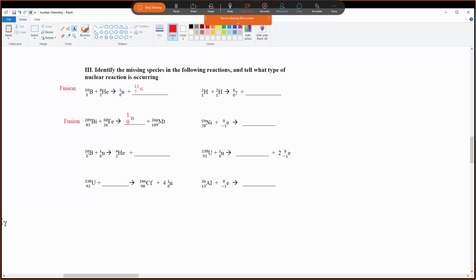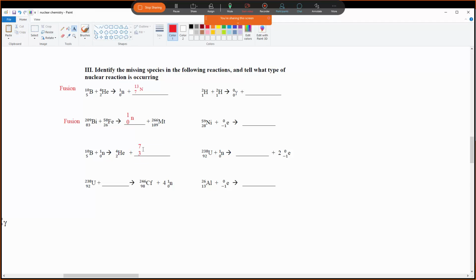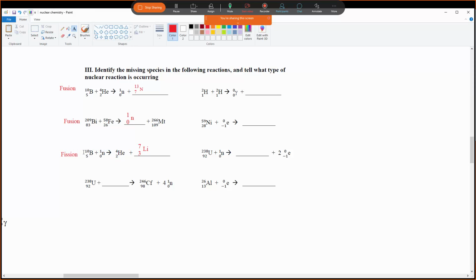Okay, here we go. Boron 10 again. Hit it with a neutron and I get 4,2 He plus, okay, so 10 plus 1 is 11. That's going to equal 4 plus 7 on the top. And then 5 plus 0 equals 2 plus 3 on the bottom. And element number 3 is lithium. Good. And this is fission, as you guys have noted. Good. Because your highest mass piece is on the left, it's this boron.